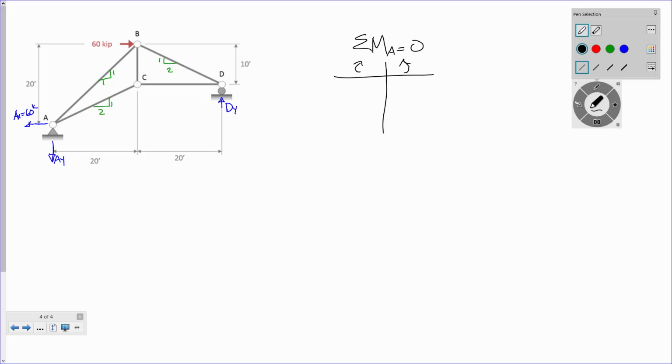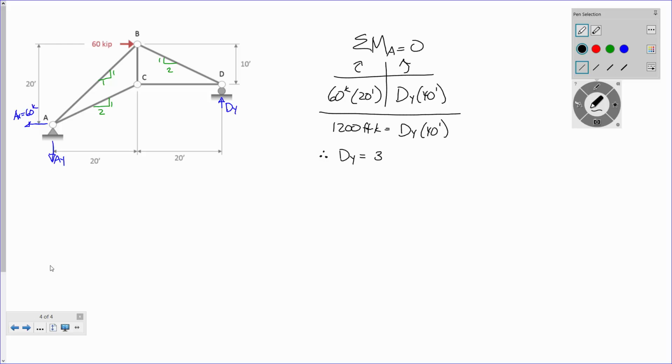So, summing moments at A, I got 60 kips acting at a moment arm of 20 feet. I'm going to go a little faster with this stuff, so I think y'all are starting to get a little familiar with it. And I've got DY acting at a moment arm of 40 feet. Right? That's it, isn't it? So 60 times 20 is 1,200 equals DY times 40 feet. So therefore, DY is positive 30 kips, or 30 kips acting up, right?